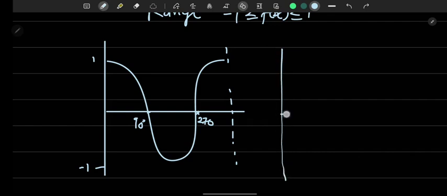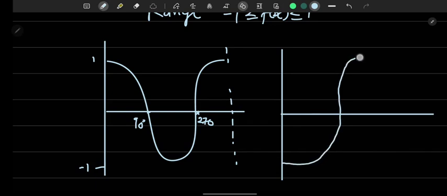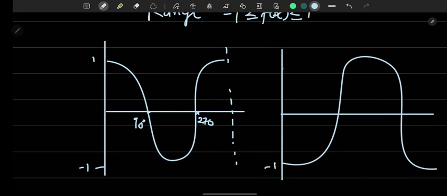So the reflection of cos x, we start from minimum, then you have this. Okay, so this point here is -1 and this is 1. So this is y equals minus cos x, and this is y equals cos x.